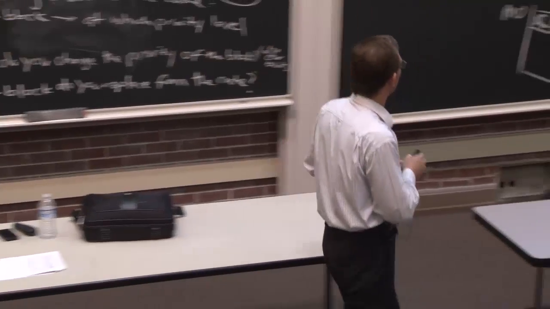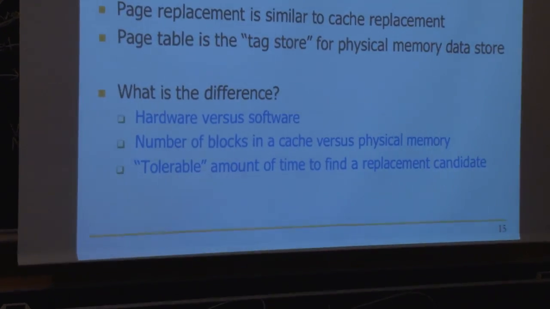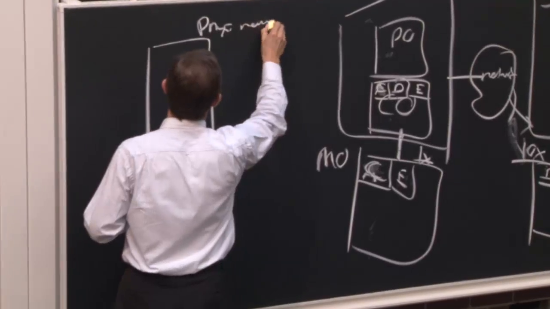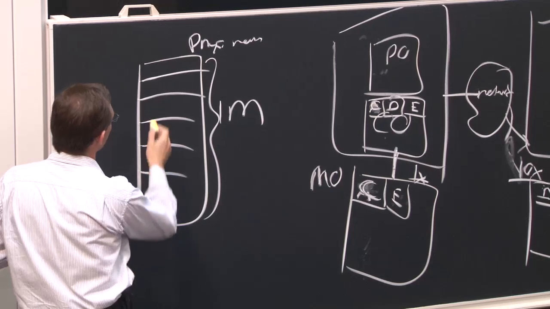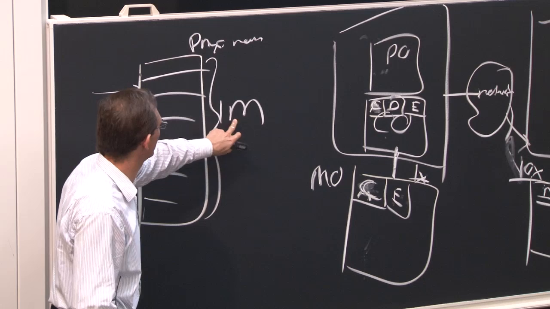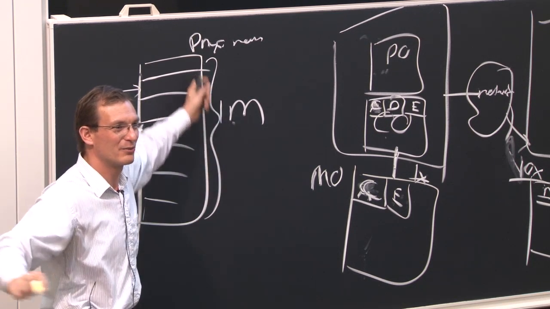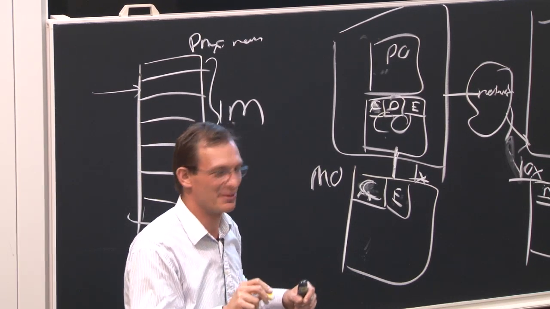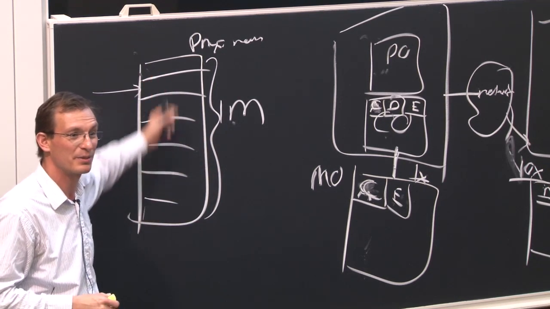And also, these differ in the tolerable amount of time to find a replacement candidate. So if you look at physical memory, let's say you have 1 million pages. You want to find a replacement candidate relatively quickly. You don't want to search for this, right? Think about a fully associative cache where associativity is 1 million. What is the ordering? How many different orderings are possible? It's 1 million factorial, right? That's a big number. So you don't want to do LRU. That's one of the reasons people have developed approximations to LRU in operating systems too.